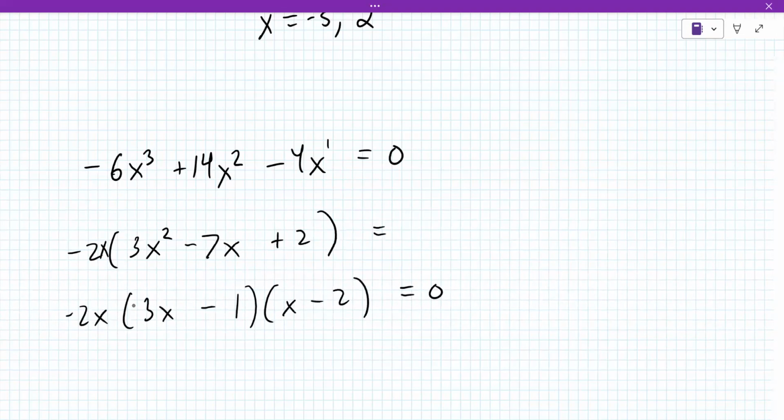Okay, you said you got three solutions, 0, 1/3, and +2? Do you have a sign error? Yeah, my negative 2. This is a small thing, but it's a big deal.